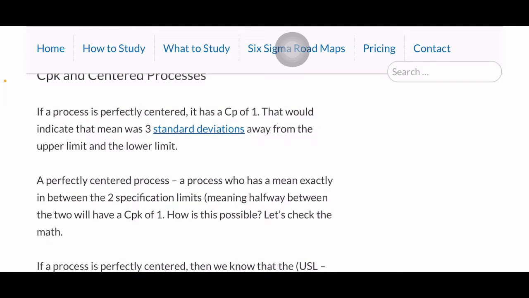If a process is perfectly centered, it has a CP of 1. That would indicate that the mean was 3 standard deviations away from the upper limit and the lower limit. A perfectly centered process, a process which has a mean exactly in between the two specification limits, meaning halfway between the two, will have a CpK of 1. How is this possible? Let's check the math.